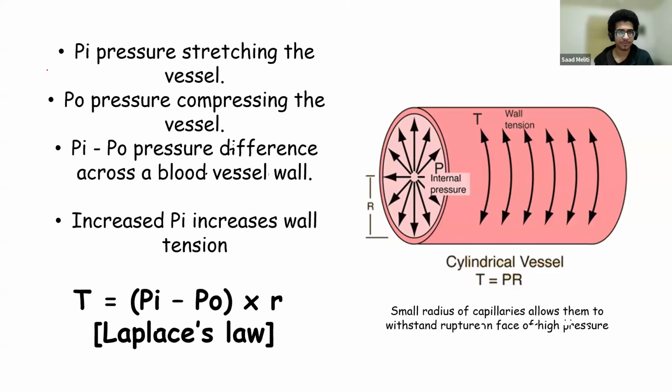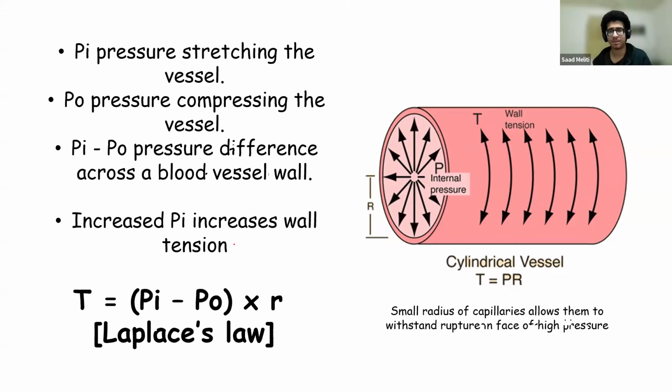So everything is written down here. We have the pressure inside stretching the vessel, we have the pressure outside, and we have the pressure difference, which is PI minus PO. Increased pressure inside increases wall tension.